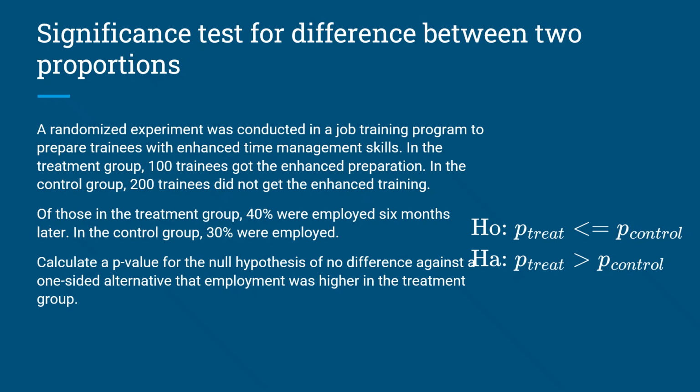So we can calculate a p-value for the null hypothesis of no difference between the treatment and control groups against a one-sided alternative that employment was higher in the treatment group. And again, we're setting this up as a one-sided hypothesis test because you can imagine that the people who developed this training are only interested in knowing whether the training had a positive effect in terms of increasing people's probability of being employed 6 months later. If people were less likely to be employed, or if they were equally likely to be employed compared to the control group, then probably the training program would not be considered successful.